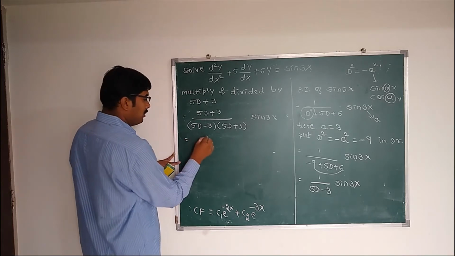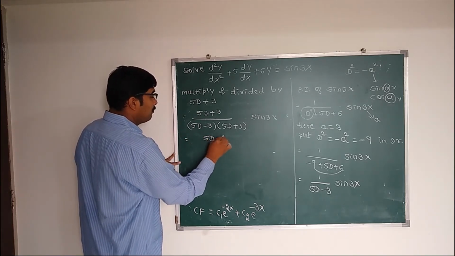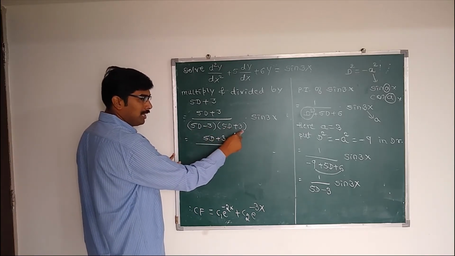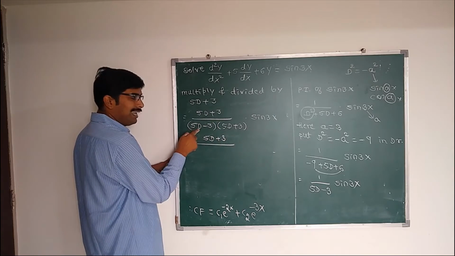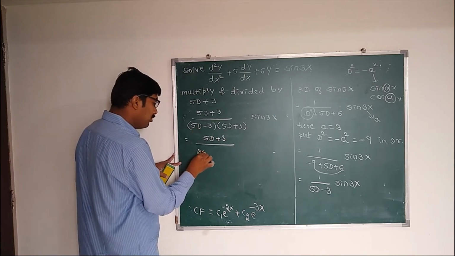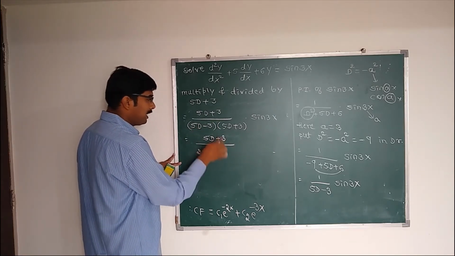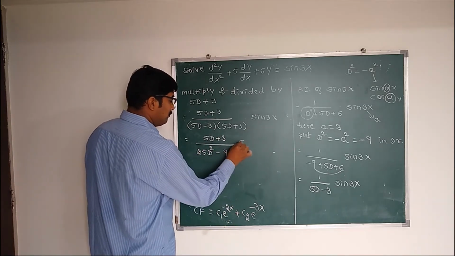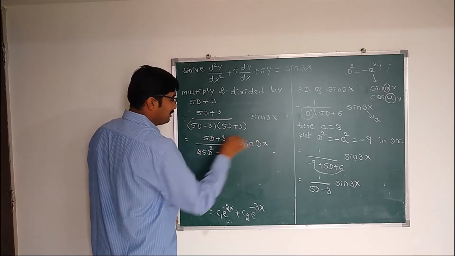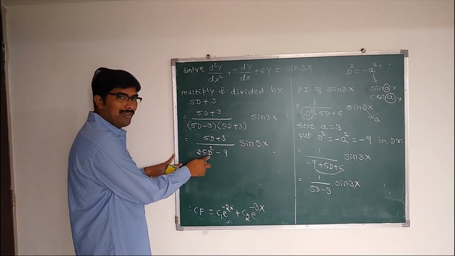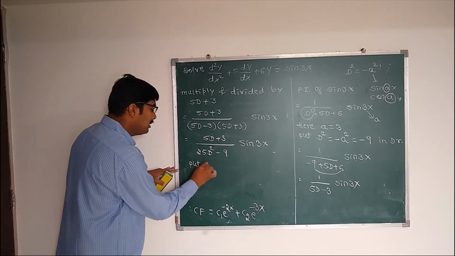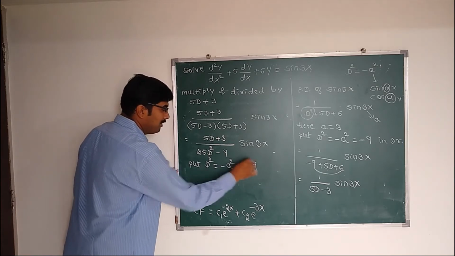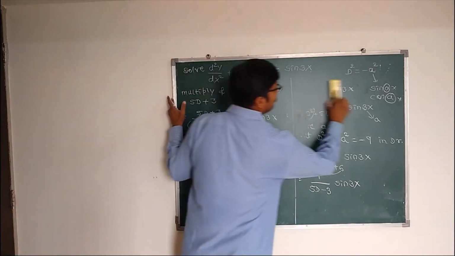This is equal to 5d plus 3 divided by, the denominator is in the form of a minus b into a plus b, a square minus b square. The a value is 5d, the a square value you will get 25d square. Minus, the b value is 3, the b square value you will get 9, of sin 3x. Now in the denominator we have d square. So put d square is equal to minus a square. The a value is 3, so you will get minus 9.